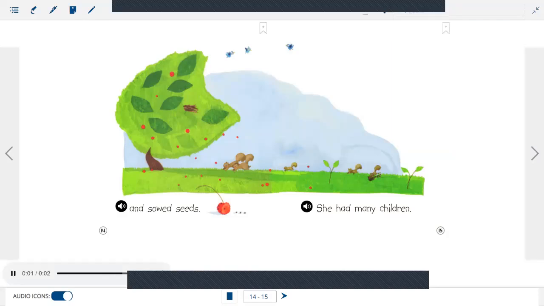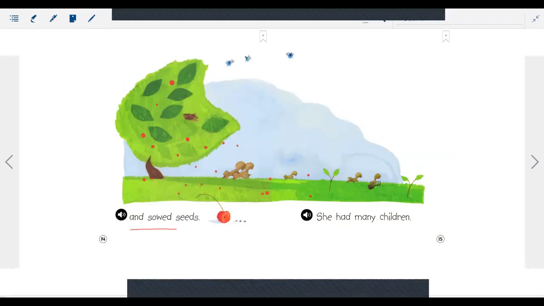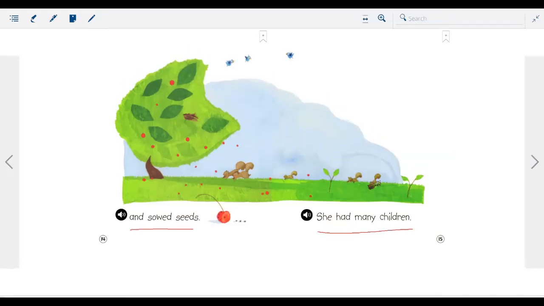And sowed seeds. She had many children. Okay, listen as I reread these pages. And sowed seeds. She had many children. So who are the tree's children? Little trees. The text tells us that the tree sowed seeds. And we know that seeds grow into trees. So sowed over here means spread.